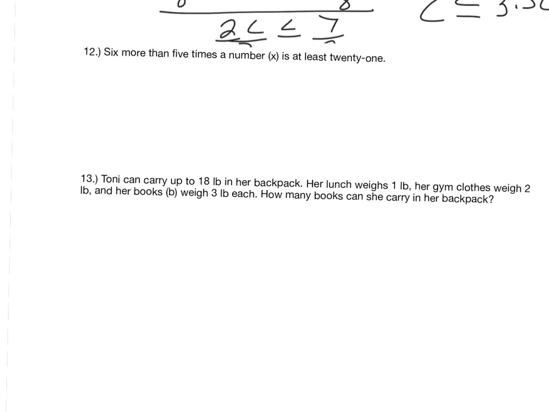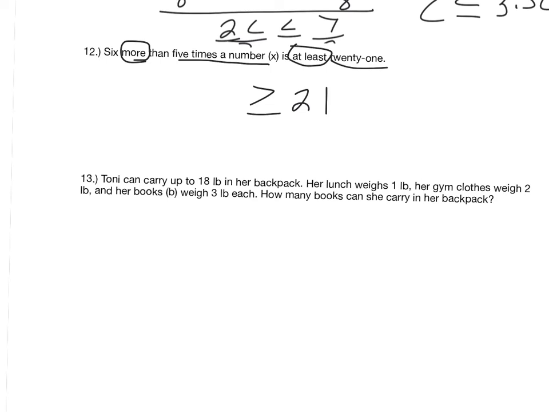6 more than 5 times the number is at least 21. Well, at least we know is going to mean greater than or equal to, right? And it's at least 21. And that's something that you should know. You should know that at least is always going to mean greater than or equal to.